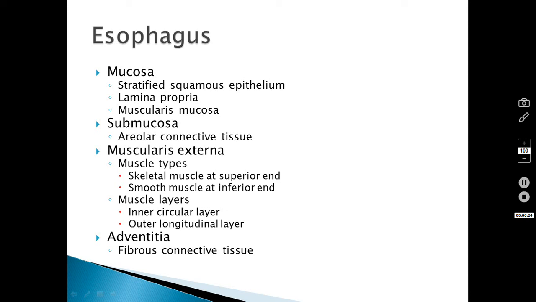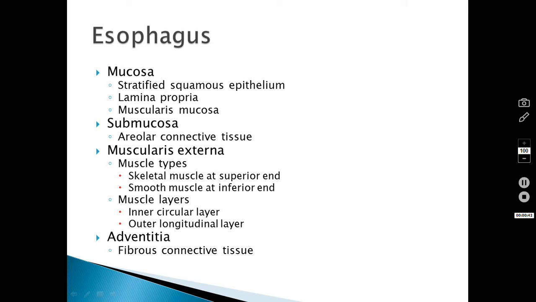So we've got our four tunics. We've got the mucosa, the submucosa, the muscularis externa, and the adventitia. It's not the serosa at this point. It's a more fibrous connective tissue called the adventitia because the esophagus is not within the abdominal cavity.